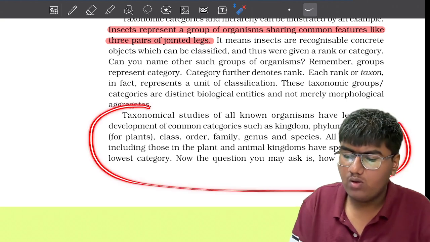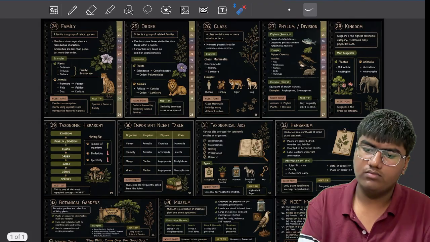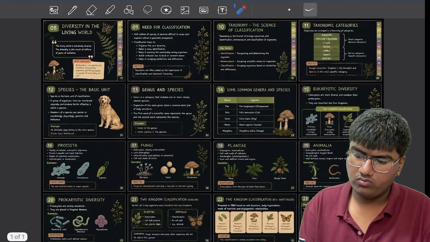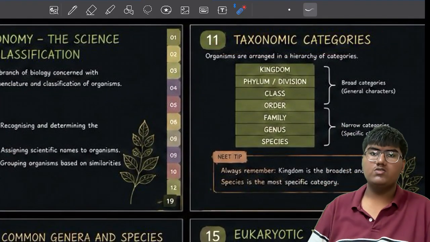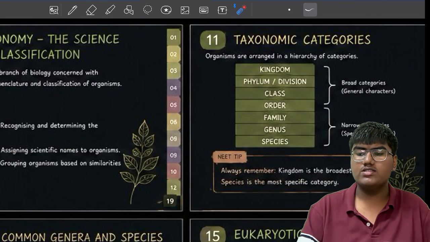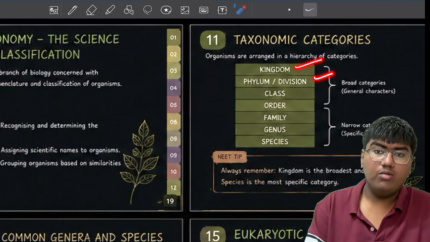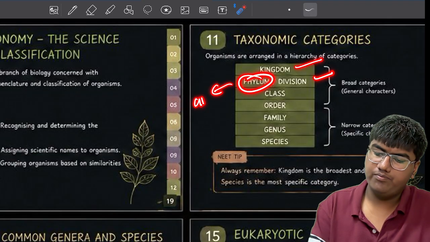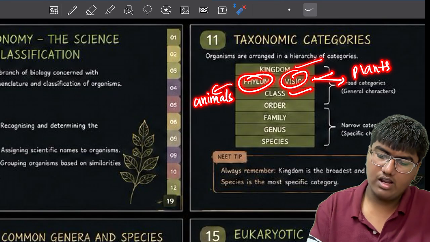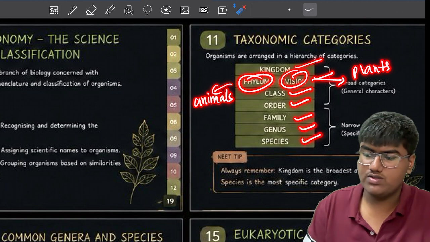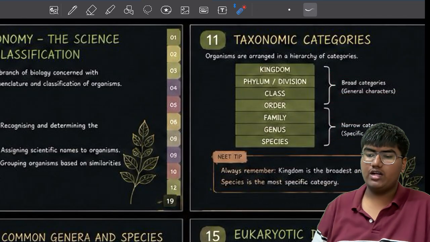Now, we'll study how it is categorized. So, what are taxonomic categories? Organisms are arranged in a hierarchy of categories. It is arranged as kingdom, phylum or division, phylum in animals and division in plants. Then come class, order, family, genus, species.